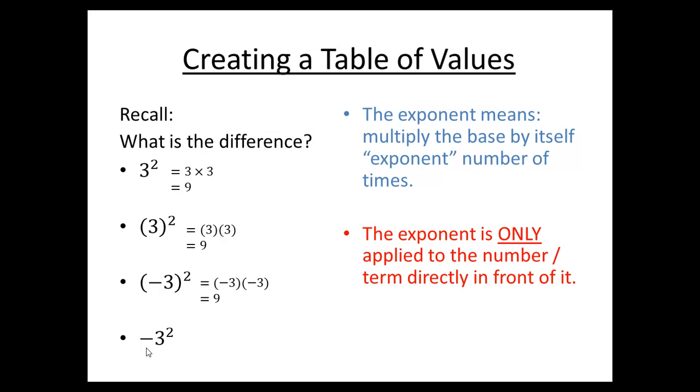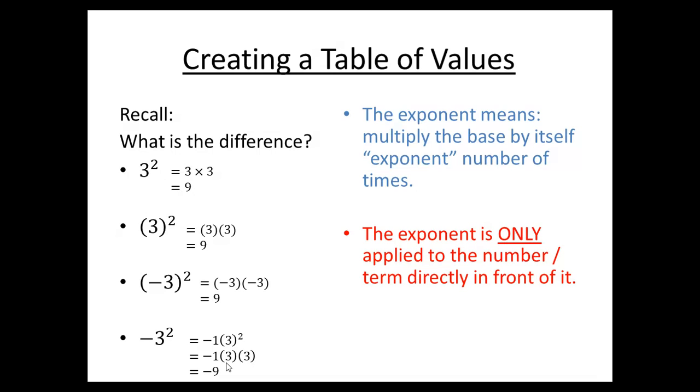Now our last question, with the negative on the outside without a bracket, it would mean that we have a -1 times 3 squared. That means I have -1 times 3 times 3, and it would simplify to -9.